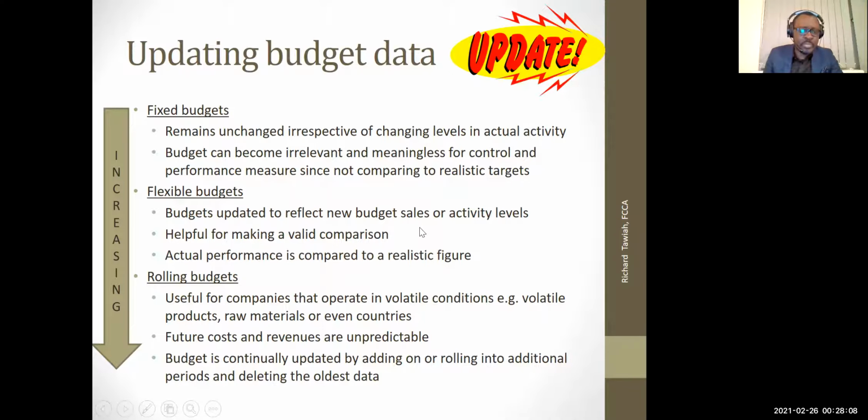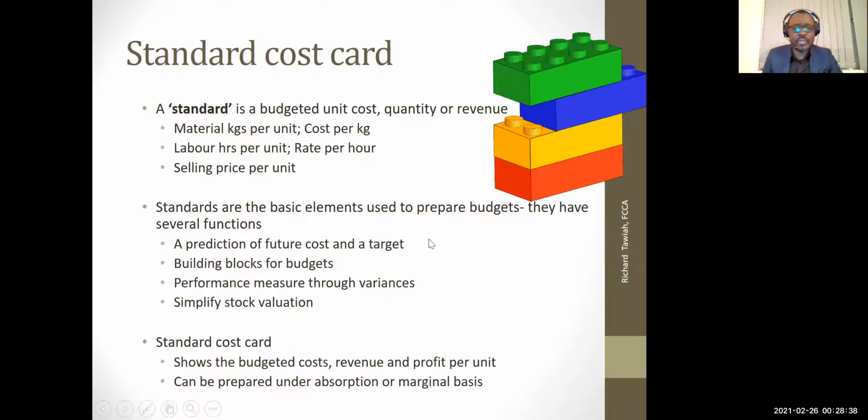We also have the rolling budget. It is more useful for companies that operate in highly volatile, fragile products. Okay, so volatile products, raw materials, or even countries. Okay, so future costs and revenues cannot be predicted. It is usually updated by adding on or building on from the previous year. So we have the previous period, and then we add on, we roll over. So we delete the old data, we roll over with the new data sets, okay? So that's the key thing we should look out for.